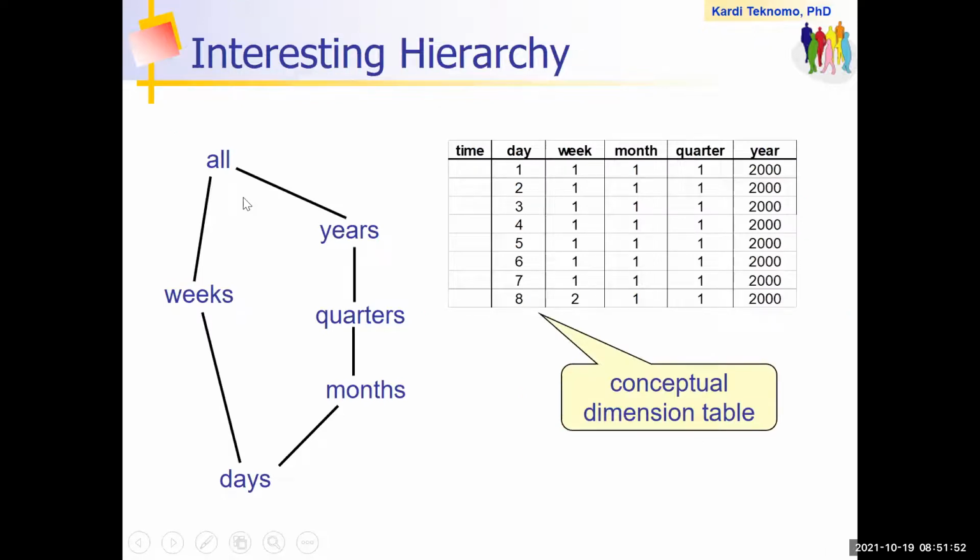Okay, the same thing with the hierarchy. So how do you create that hierarchy? To create that hierarchy, you need to put in this kind of table. This is called a conceptual dimension table. You will write week 1, week 2, month 1, quarter 1, and so on. Okay, and then from here you can do a pivot table.